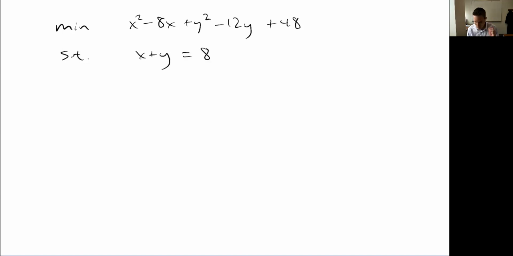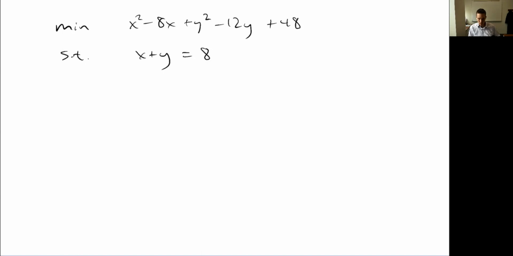If you were in class, we did this exercise. If not, I encourage you to pause and try it on your own. We're just going to do a simple two variable problem with just one equality constraint, just to try and get some ideas here. So we're going to minimize x squared minus 8x plus y squared minus 12y plus 48, subject to x plus y equals 8.